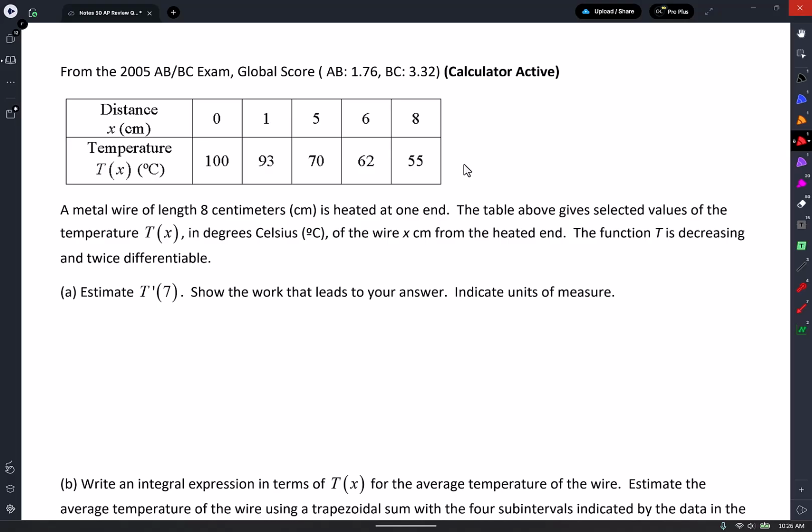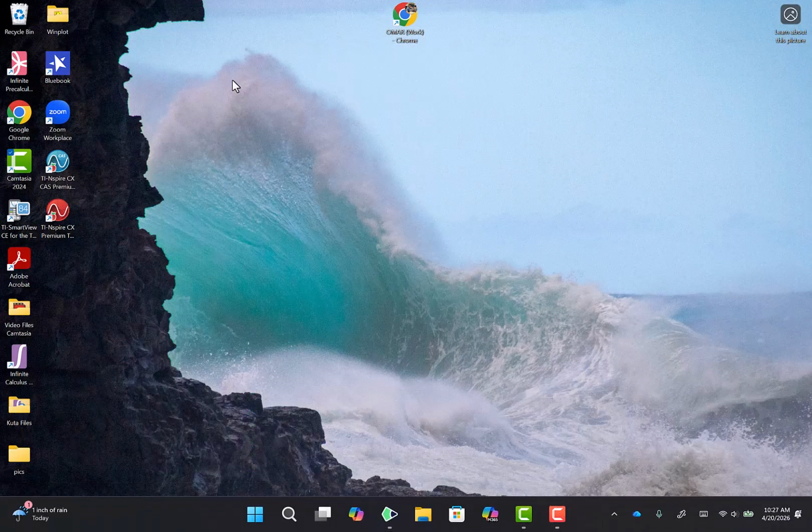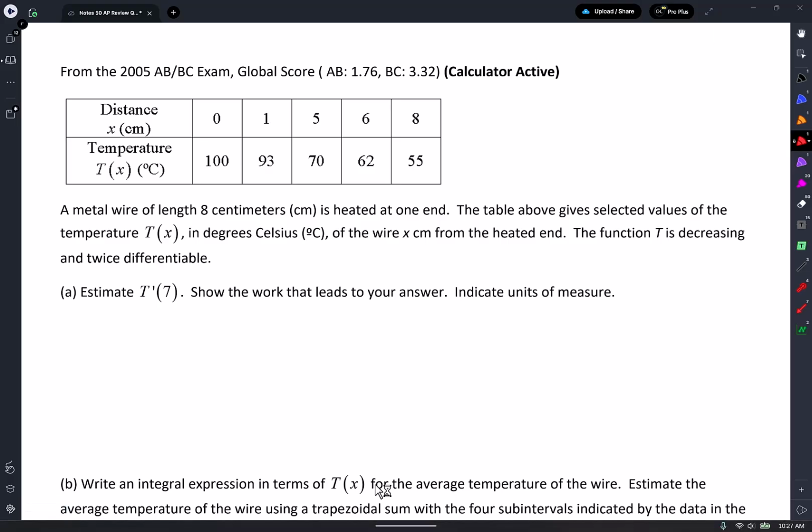Does this one require a calculator? Okay, take out a calculator, guys. This is like something you would do in a physics lab. It looks like they're heating a wire. All right, we're going to go slow. This one requires a calculator, guys. Let me take out my calculator. All right, here we go. 1.76 points. Man, that was brutal.